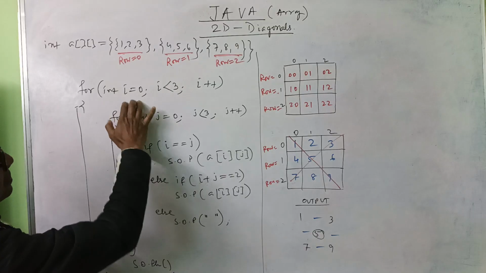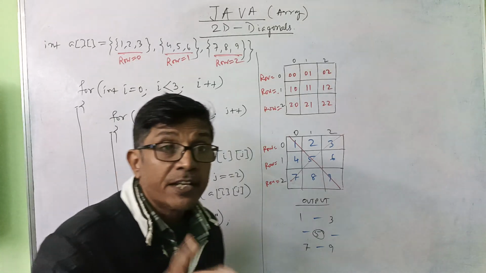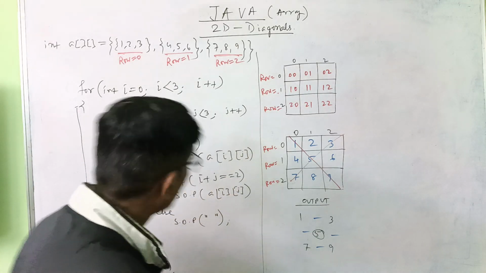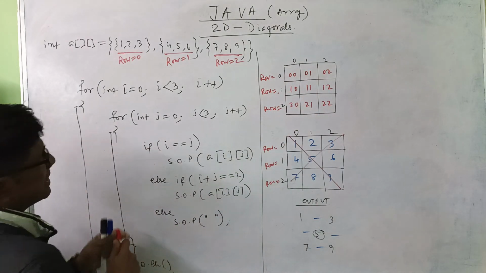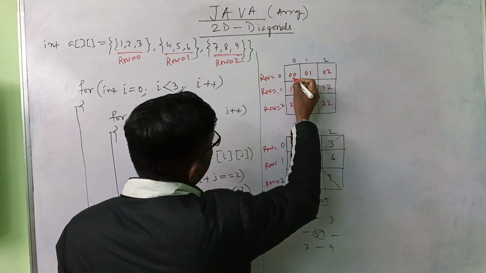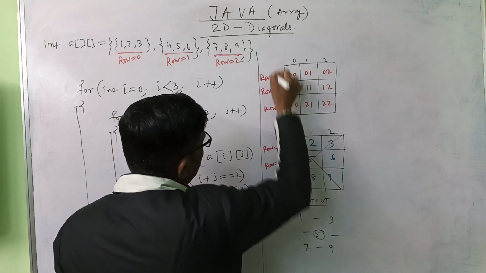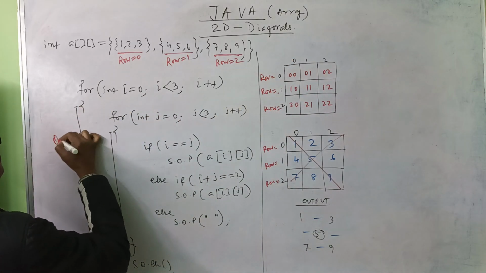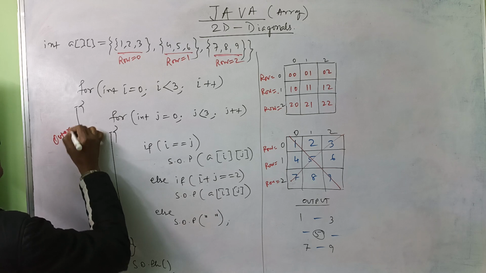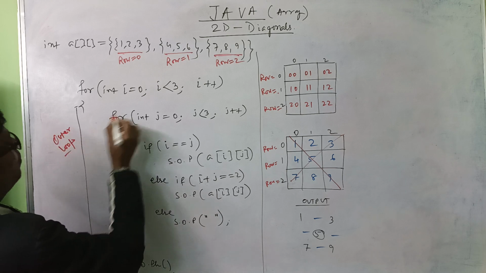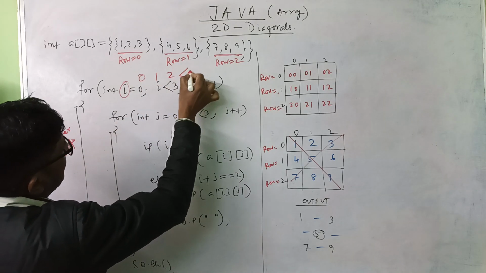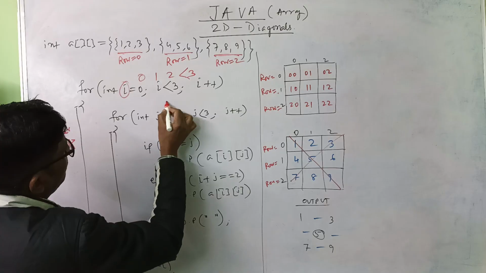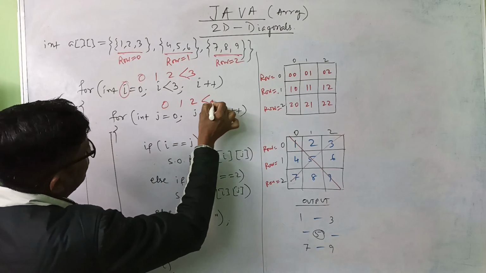So for a two-dimensional array, you need a nested loop. See how we will access this. You see whenever there are i and j counters, this side is called the outer loop. The outer loop counter is i. i will be 0, 1, 2, less than 3. j will be 0, 1, 2, less than 3.